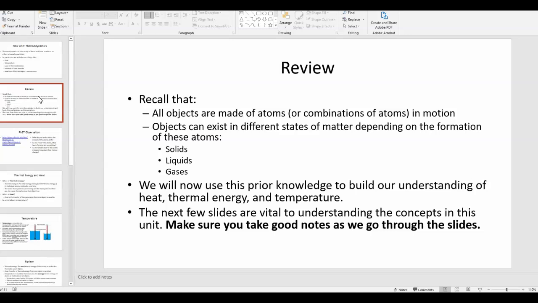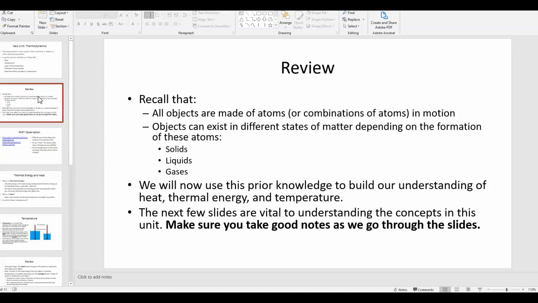Combinations of atoms, we call those molecules. For example, water is H2O. And so water is a molecule that's made of three atoms. Two hydrogen atoms and one oxygen atom make up one water molecule. And so all objects are either made of atoms or these combinations of atoms that are called molecules.